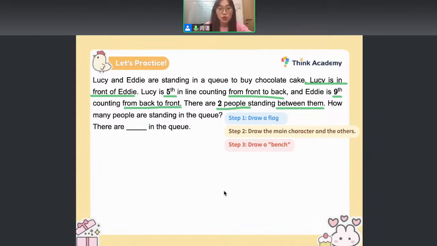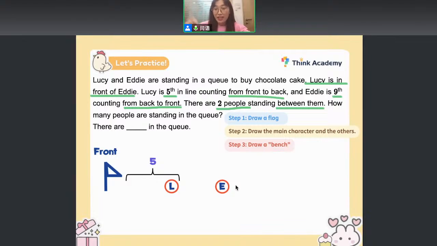Step 1, draw a flag. Write it down, front. And then, Lucy is in front of Eddie. Lucy is 5th in line, so here we just write down 5. Here I want to mention that number 5 includes Lucy. Okay, and after that, where is Eddie? Eddie is on the right. Why? Because Eddie is behind, right? Behind, that is on the right, because we already labeled the left side is for the front.